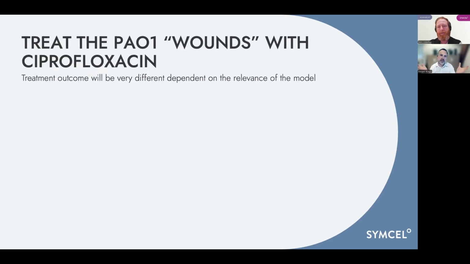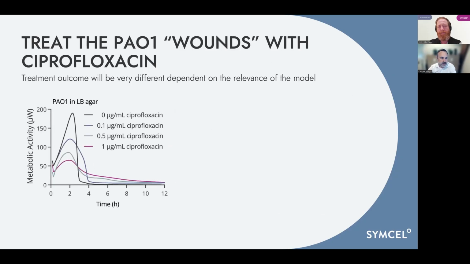So what happens then if we apply a treatment on top of it? This is the PA01, in this case in LB agar, and we apply 0, 0.05, 0.5, and 1. This is around 10 times MIC, and this is 1 MIC for this strain.